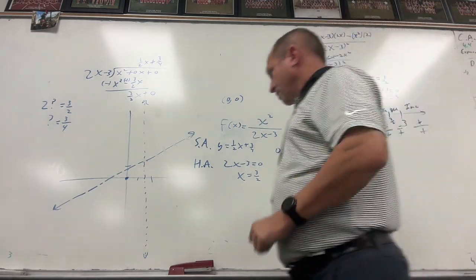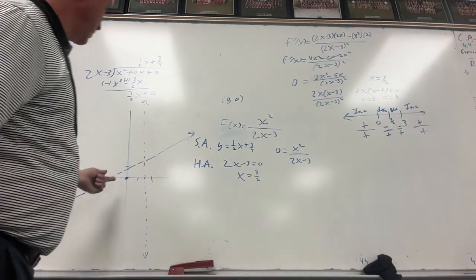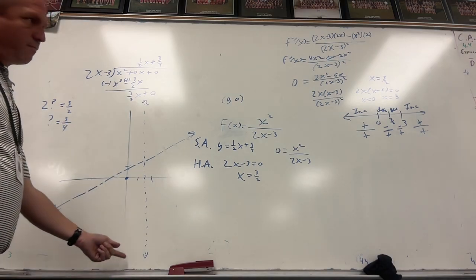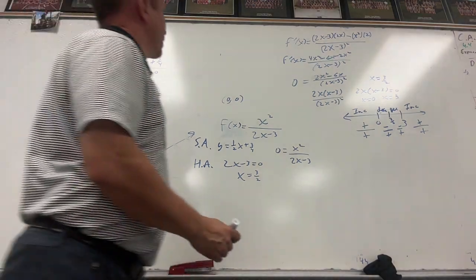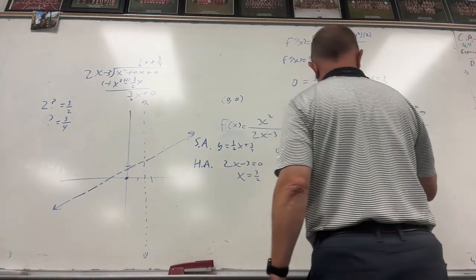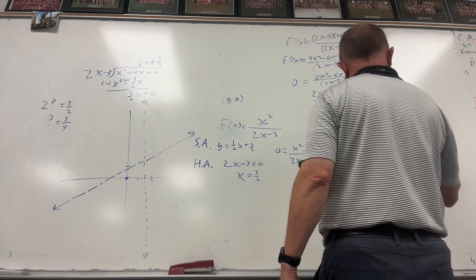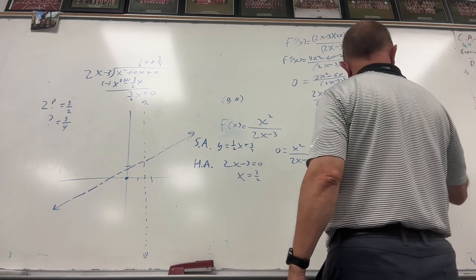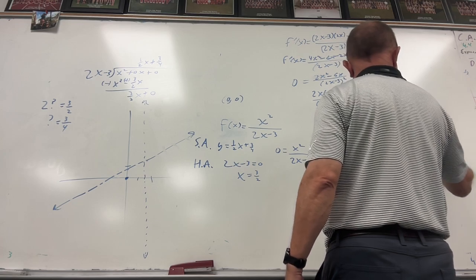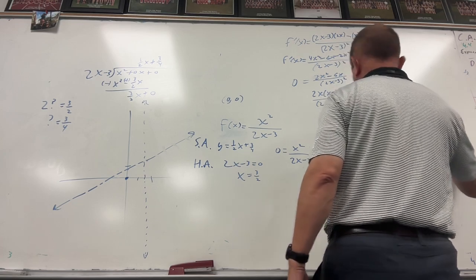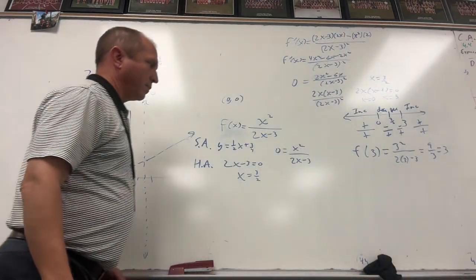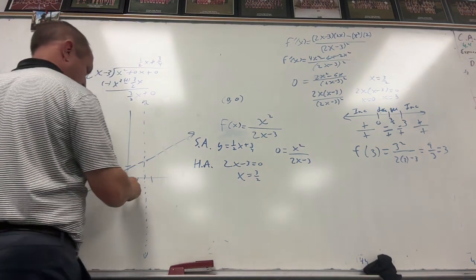Now, we know the point 0, 0, 3/2 is our asymptote, but what is f of 3? Well, that's going to be 3 squared over 2 times 3 minus 3, which is 6 minus 3, which is 3, so 9 over 3 is 3, right? So we've got the point 3, 3.